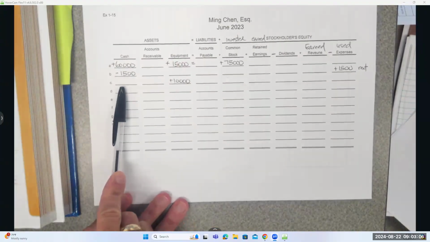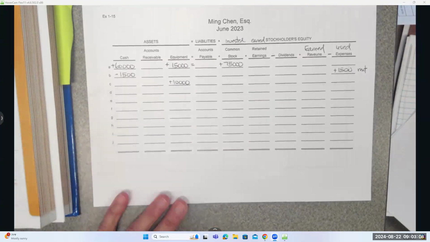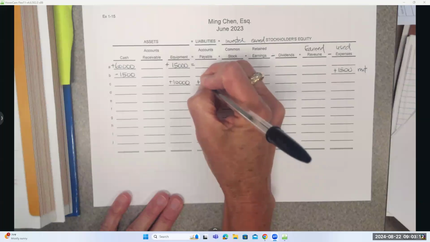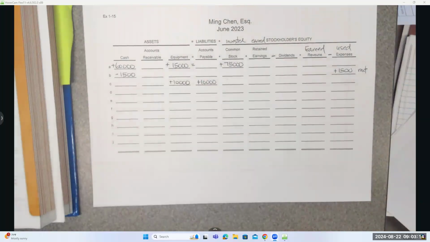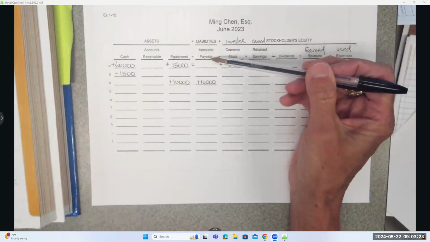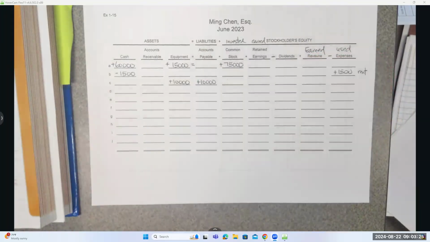But how do we pay for it? We didn't pay cash. We're not going to decrease cash. We have to pay for it later, which means we owe the money, which is a liability, and that is the accounts payable liability. We have to pay it later. Accounts receivable asset, we're going to receive it later.